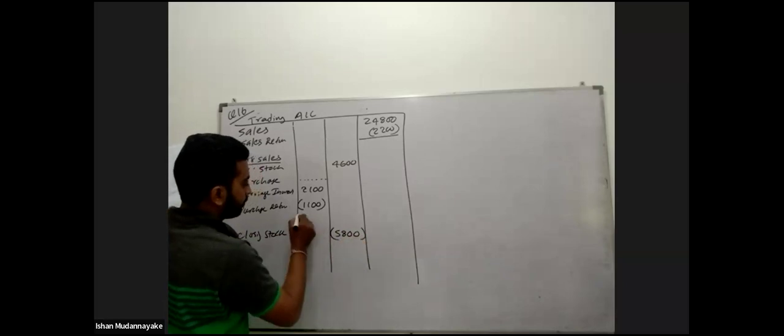Closing stock of the business, how much? Closing stock of the business 5,800. Gross profit 8,400.